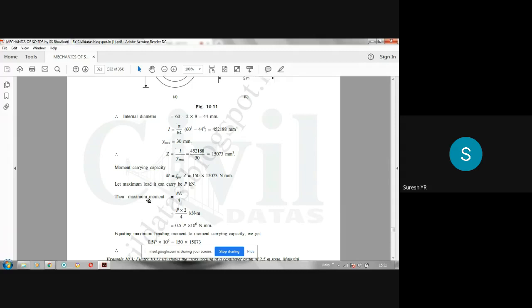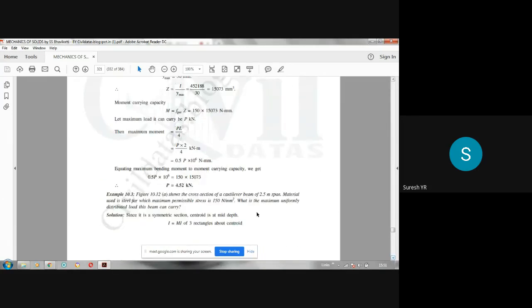So equate them. This is equated to this. Then solve for P. If you solve for P, you will be getting the answer in Newton. Then you can convert into kilonewton.